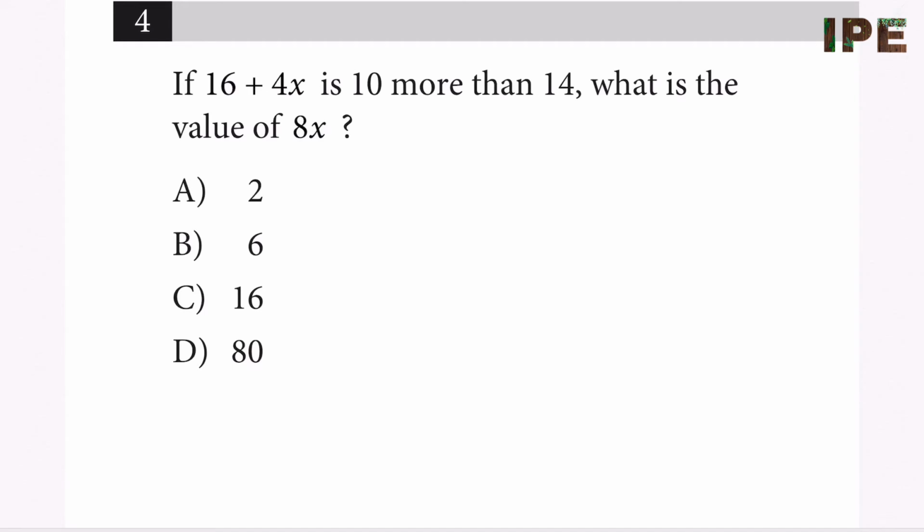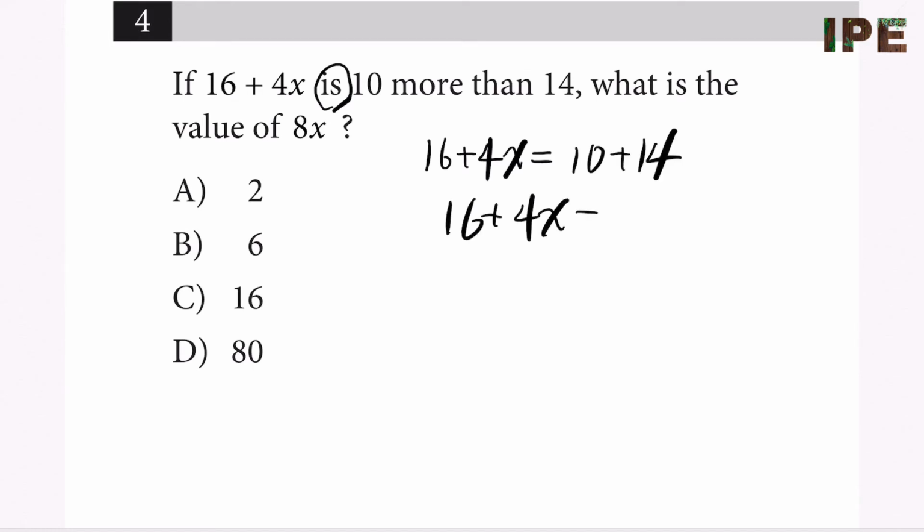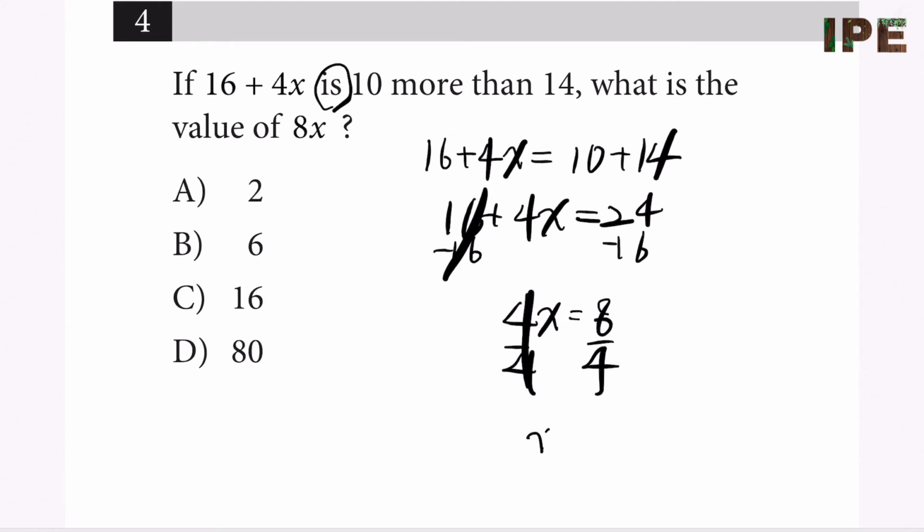If 16 plus 4x is 10 more than 14, what is the value of 3x? It's a simple linear equation. So 16 plus 4x is equal to 10 more than 14. So 10 plus 14 is 24. So 16 plus 4x equals 24, and subtract 16 from both sides. So 4x equals 8, and divide both sides by 4. So x equals 2.